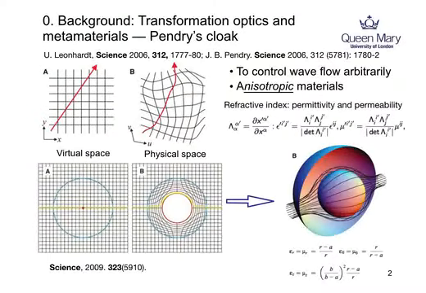The background is transformation optics. In 2006, people invented a method to control wave flow arbitrarily. It gives anisotropic materials. It makes use of the mapping relation between virtual space and the physical space. The bottom figure shows a nice example of such a tool. This designs a cloak.